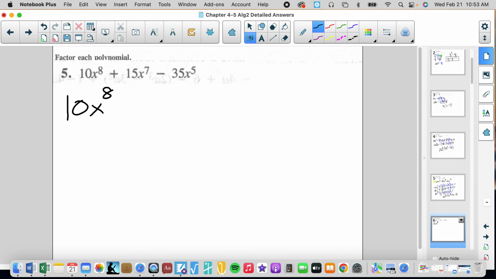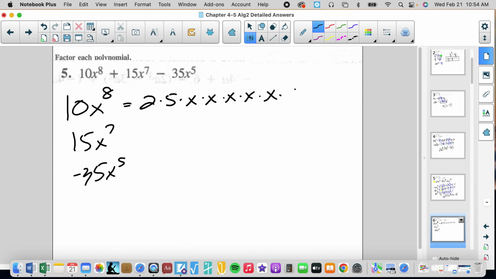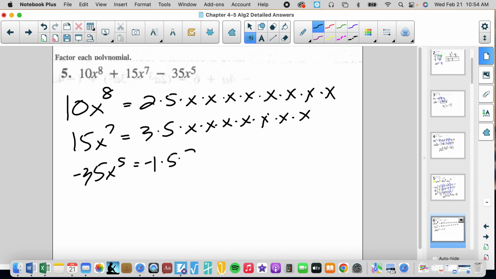10x to the 8th, 15x to the 7th, negative 35x to the 5th. Since my first term is positive, I don't have to factor out a negative. I just have to factor out a positive, whatever the GCF is. 2 times 5 times 2, 3, 4, 5, 6, 7, 8. 3 times 5, 1, 2, 3, 4, 5, 6, 7. Negative 1 times 5 times 7. 1, 2, 3, 4, 5.